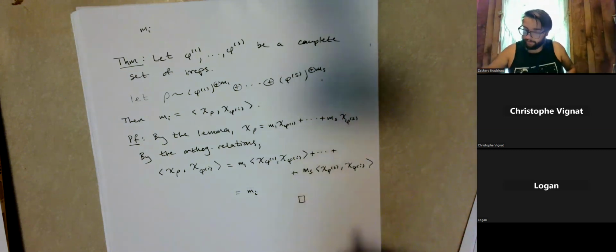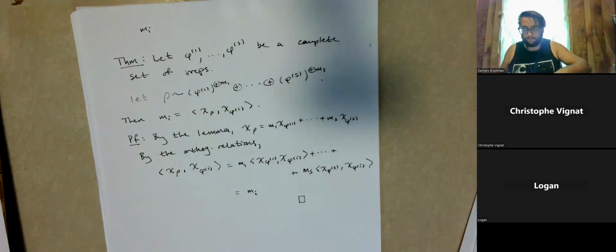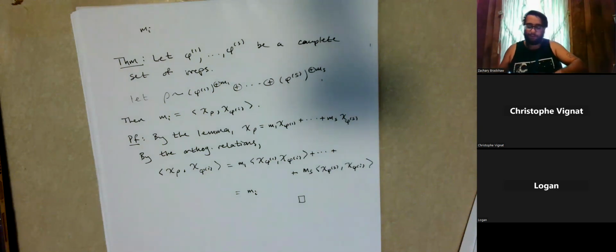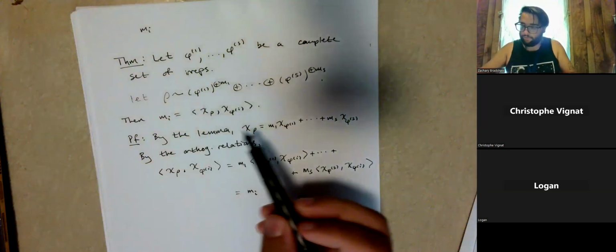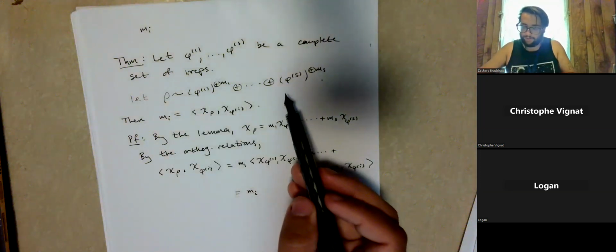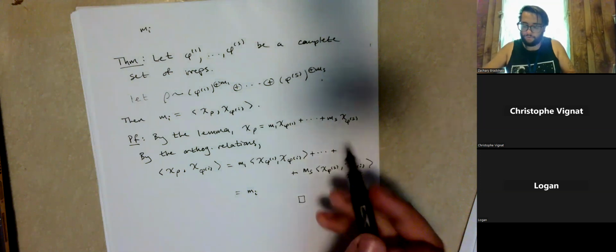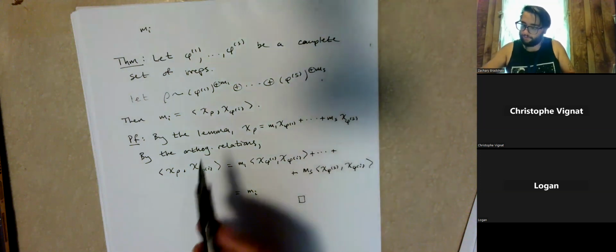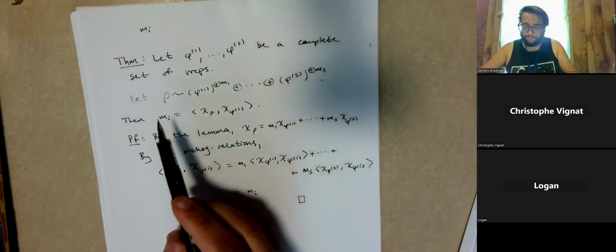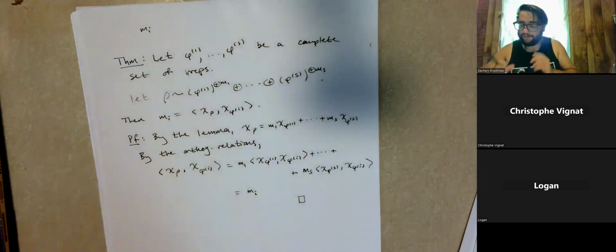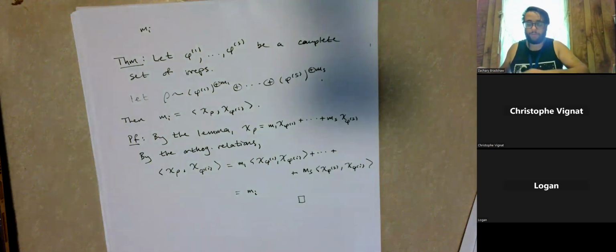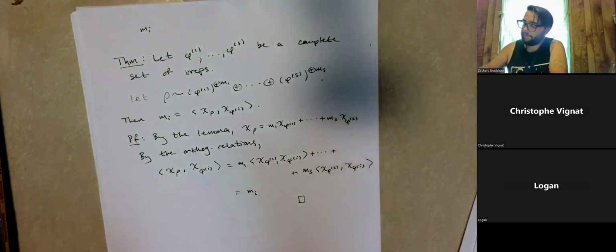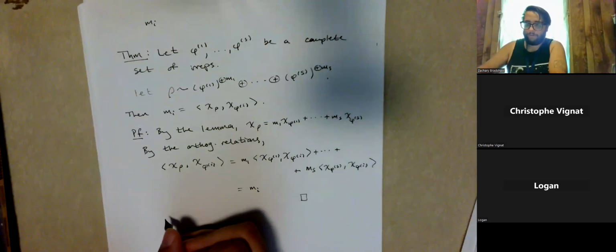So again, what does this tell us? As a consequence, the decomposition of this representation rho into the irreducible constituents is unique, and rho is determined up to equivalence by its character. Okay, so in particular, here's an incredibly nice corollary.